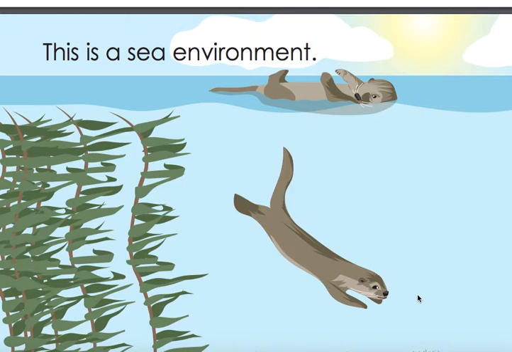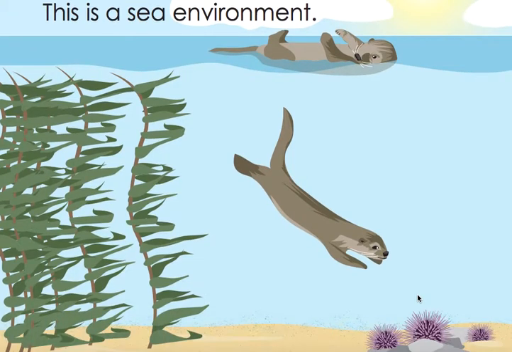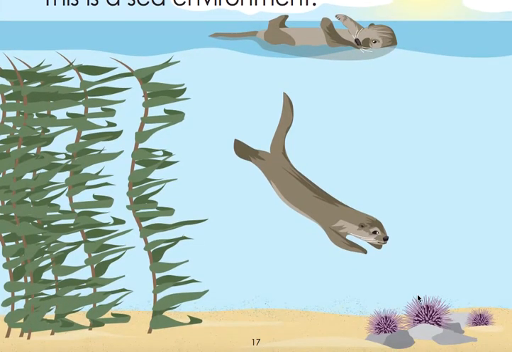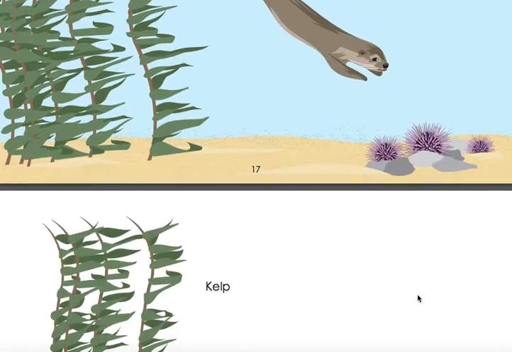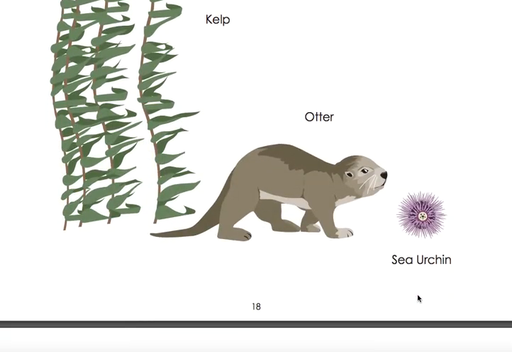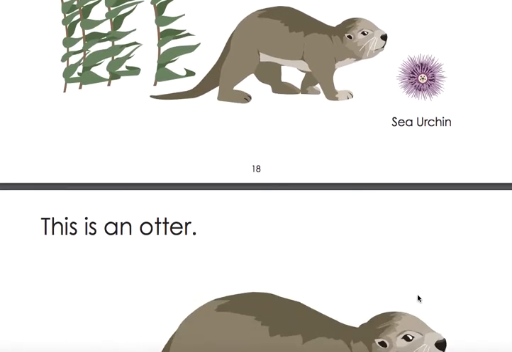This is a sea environment. Take a moment to look at the sea environment. See if you see some of the plants, the animals, the living and non-living things. Here are 3 of them: kelp, otter, and sea urchin.